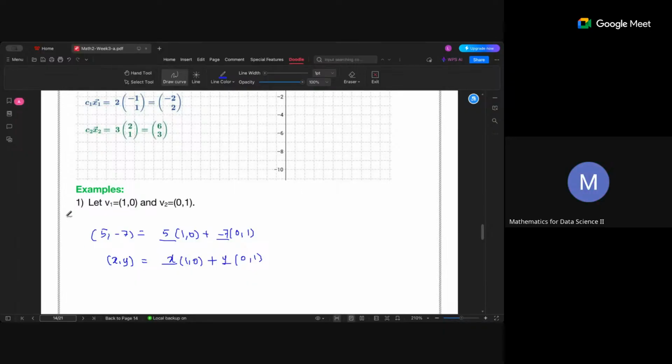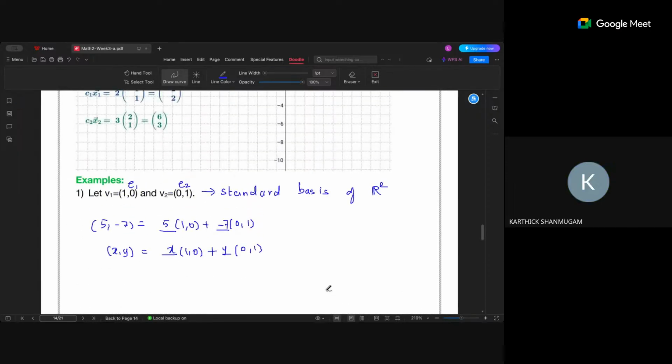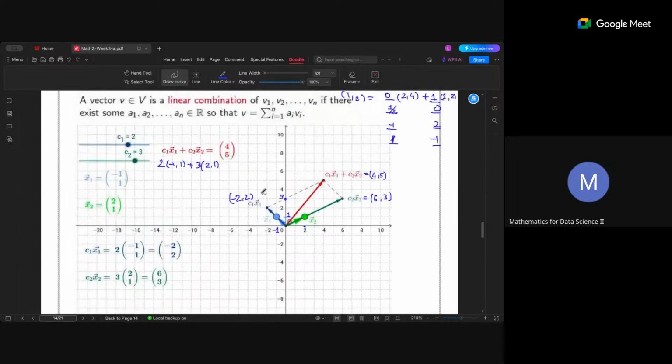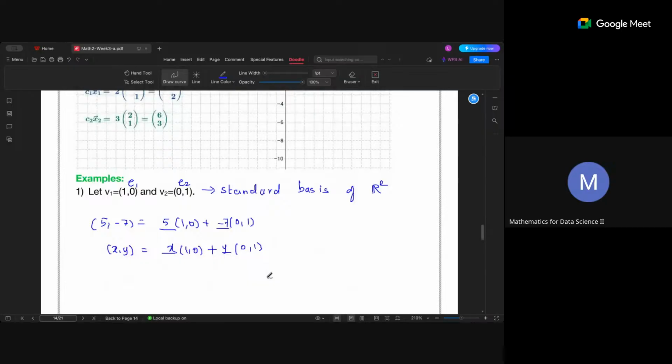Okay, so these are the notations. Sometimes they are referred to as e1 and e2, and this is called the standard basis of R2. What a basis is, we will see maybe in the next session. I'm just saying, because we are introducing it for the first time, the name of this set is the standard basis of R2. Somewhere else you referred to these as unit vectors. Yes, they are unit vectors as well, at unit distance from the origin.